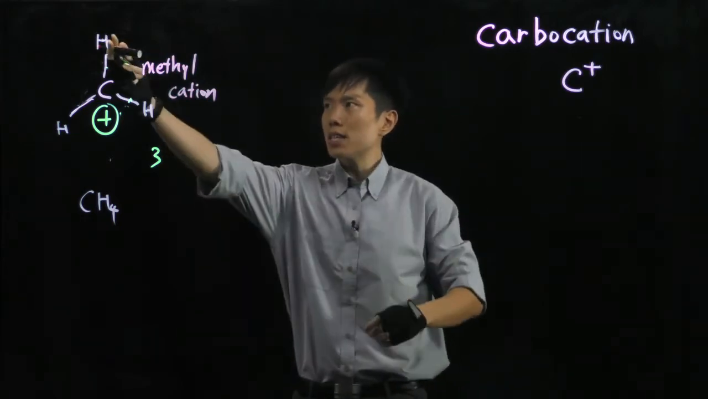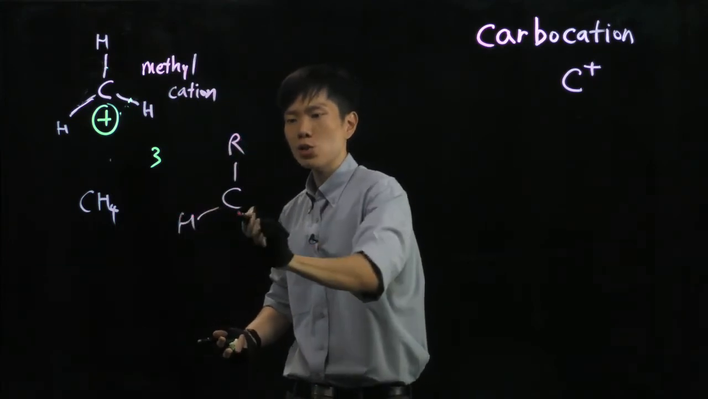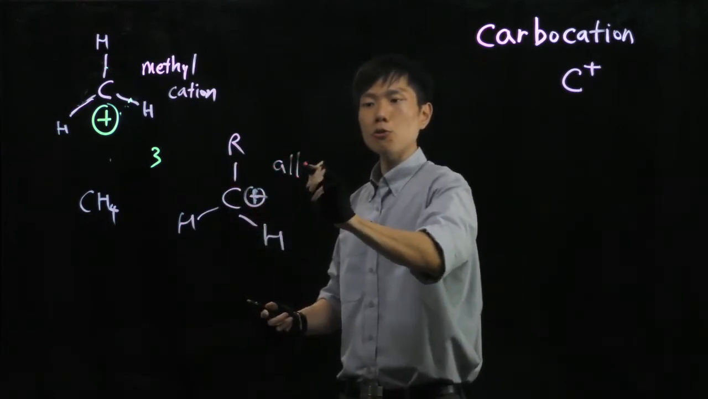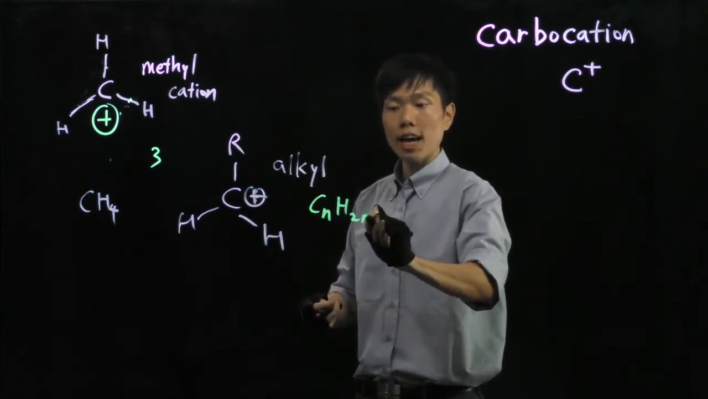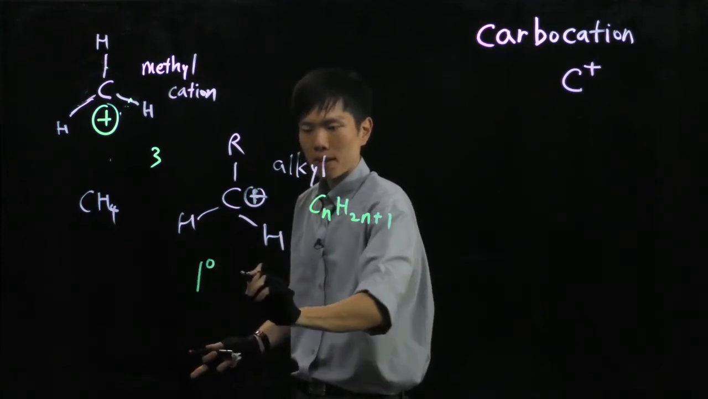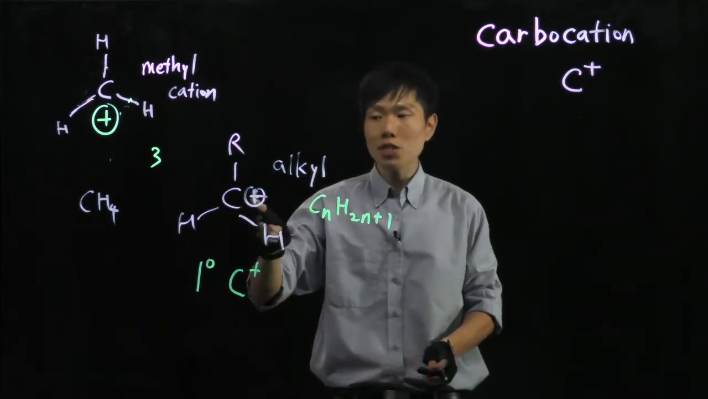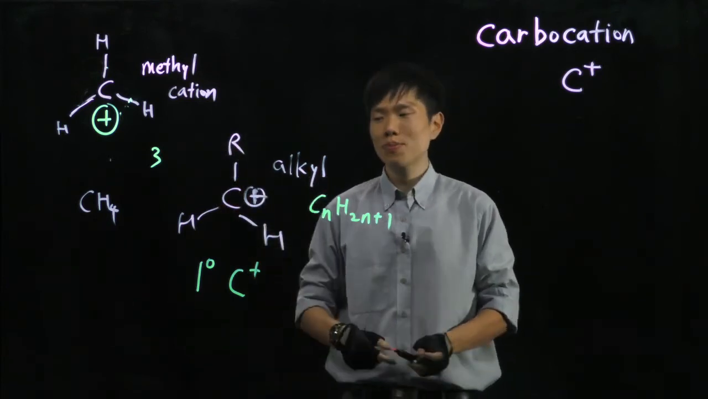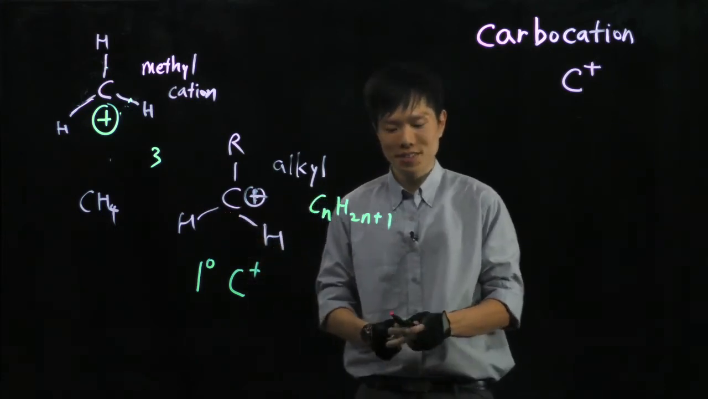Next, we could replace this hydrogen with an R group. So if I have R here, and these two are just hydrogen, it's a C plus, R being any alkyl group, okay, CnH2n plus 1, then this guy will be a primary carbocation. Primary because this carbon with a positive charge is connected to one R group, alkyl group. Or if you look at it the other way, this C plus is connected to 2 hydrogen.